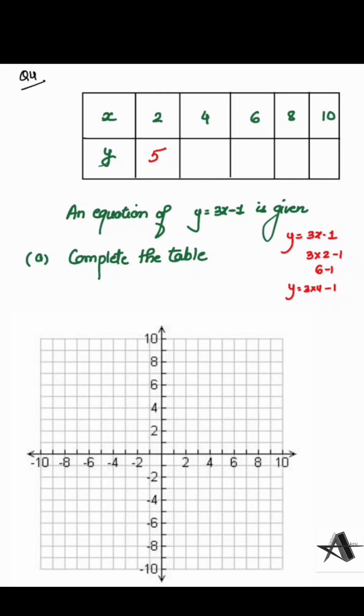According to BODMAS, obviously we have to multiply first. So 4 times 3, 12. 12 minus 1 would give you 11. Similarly, 6 times 3, 18 minus 1, 17. Next is 8 times 3, 24 minus 1, 23. Next, 10 times 3, 30 minus 1, 29. So we have completed the table.